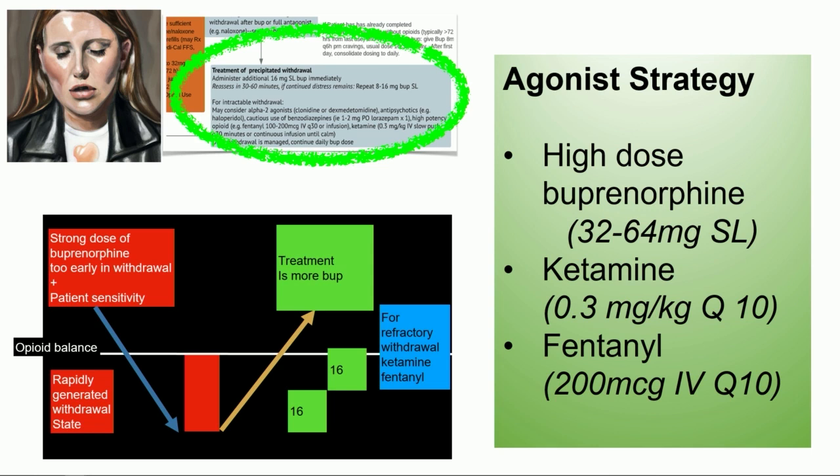But let's say he got the 24 and he didn't get better. Then we're going upstairs and heading down a path where we put an IV in, put him on a monitor, and start using ketamine and fentanyl, which I think would be best used together to go after that refractory withdrawal.